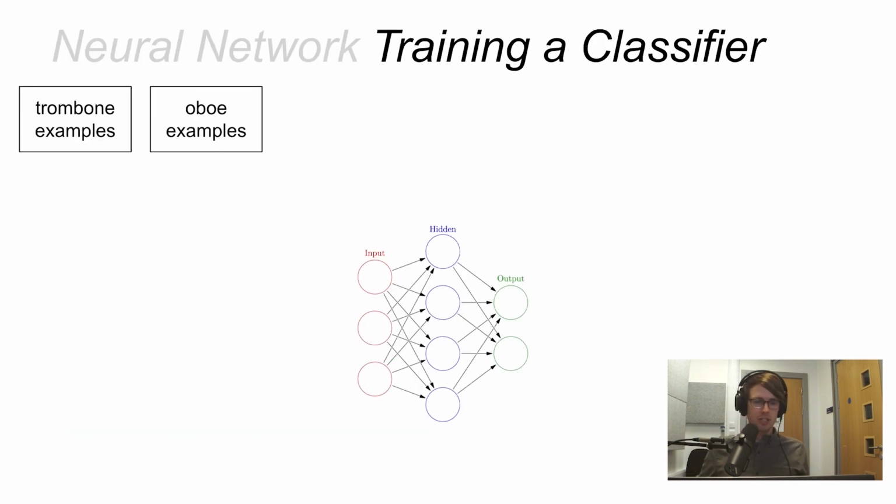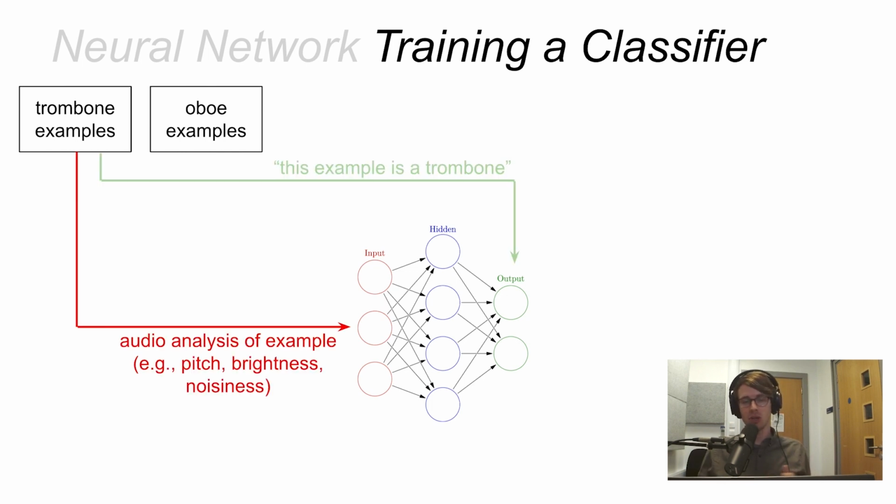So the way that we're going to do this is we're going to get a collection, or a corpus, of trombone sounds and oboe sounds. Here we're just going to use sound files of different recordings of trombone and oboe. We're going to first take all of the trombone sounds and do an audio analysis on them. For example, one could do analysis like pitch, the brightness of the spectrum, the noisiness of the spectrum, these types of audio analyses. And we're going to send those to the neural network as the input.